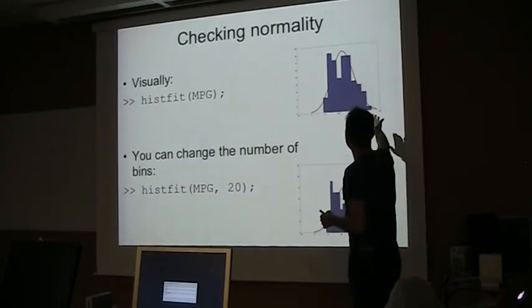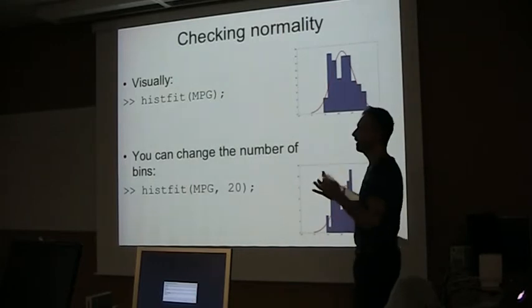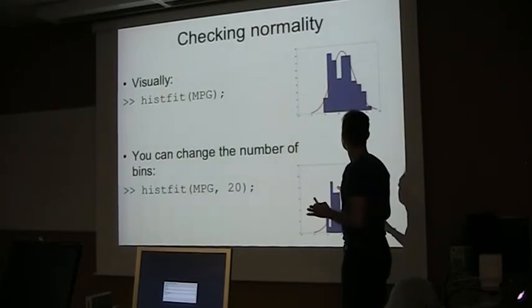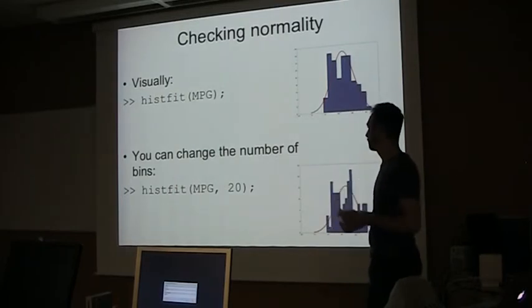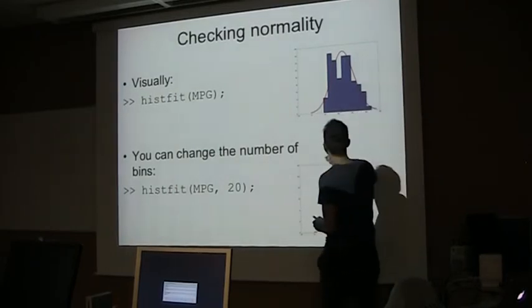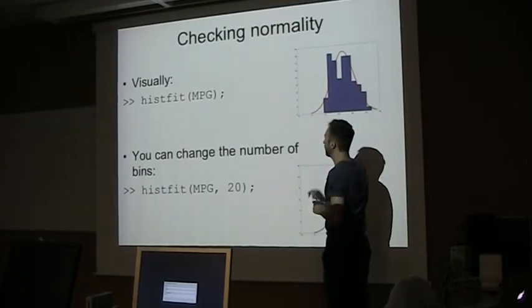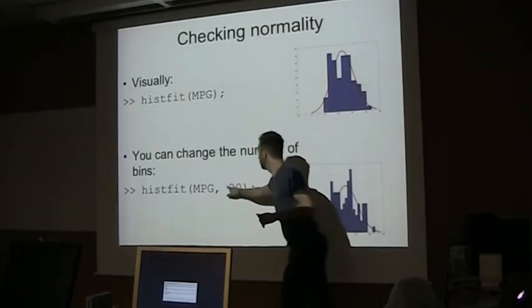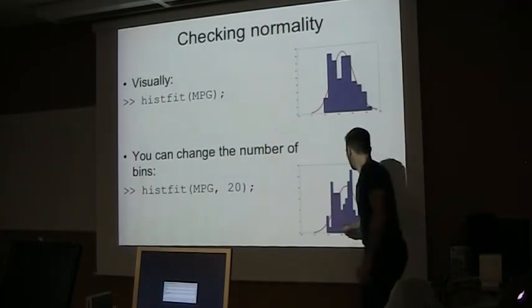And you just want to get a first visual impression: is my data more or less normally distributed or is it not? This is not very good, but this is not horrible. You can also change the size of these containers, of these bins, by adding a number here. And so now I have smaller windows.